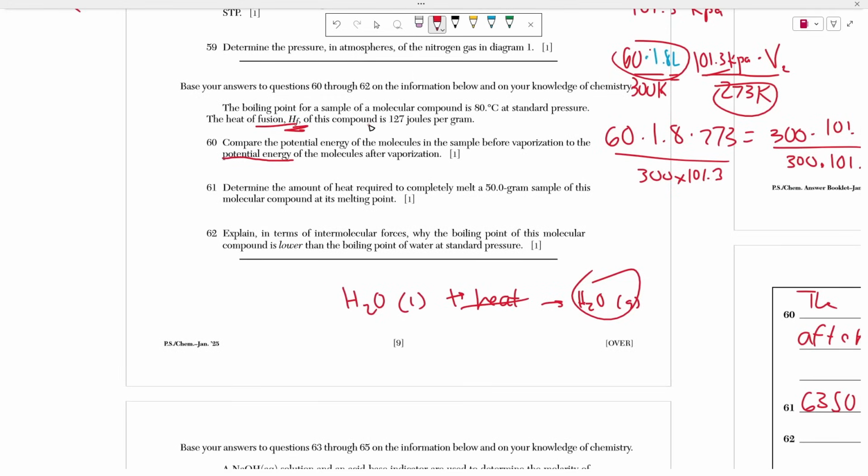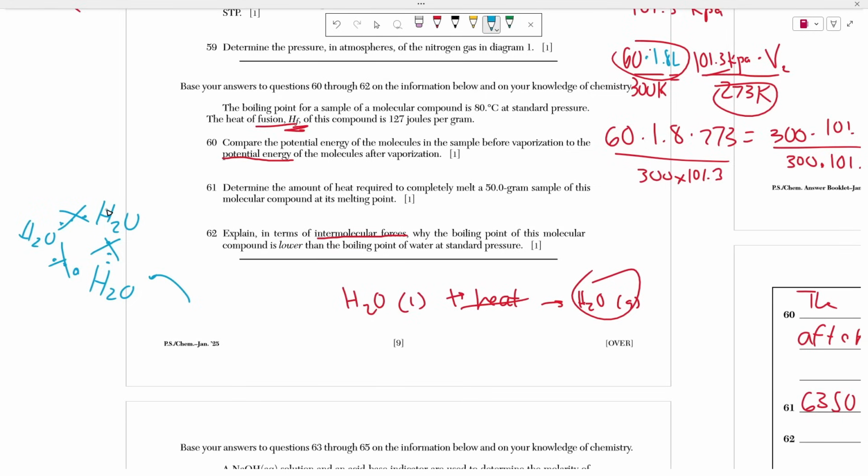So number 62 asks us to explain, in terms of intermolecular forces, why the boiling point of this molecular compound is lower than the boiling point of water at standard pressure. So what governs boiling point? What governs boiling point is intermolecular forces, right? Literally what holds together the individual molecules of the substance. So for example, H2O, water, has high intermolecular forces. It has hydrogen bonding between these molecules, okay? And essentially these hydrogen bonds make it extremely hard for this water structure to be broken apart. A lot of energy has to be inputted in order to break these bonds between the H2Os and to turn them into gas.